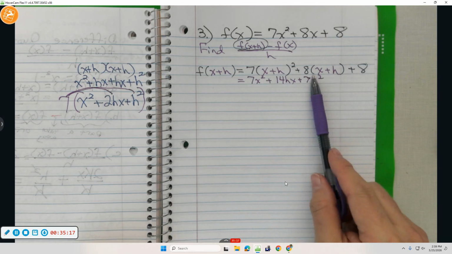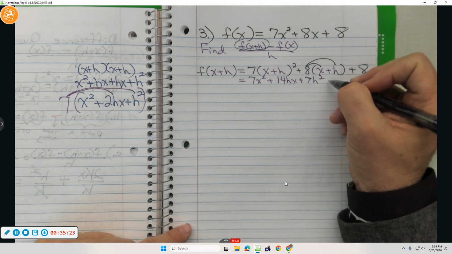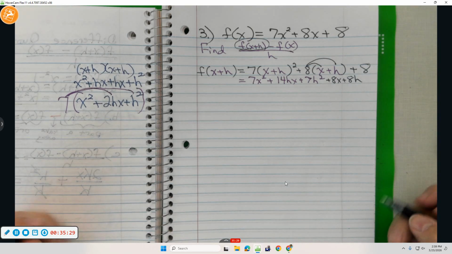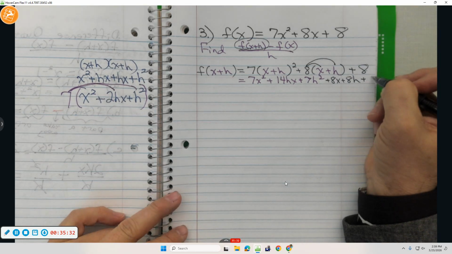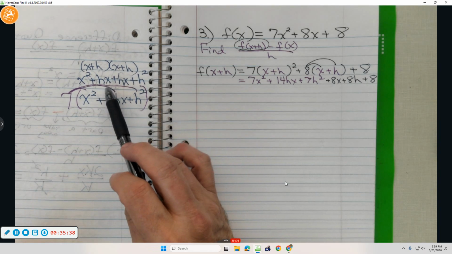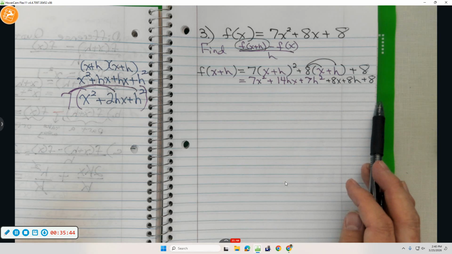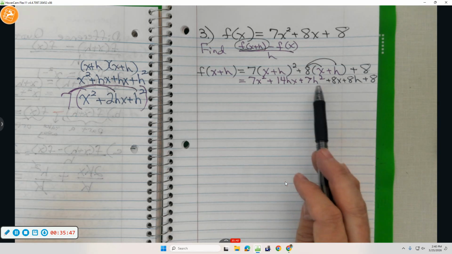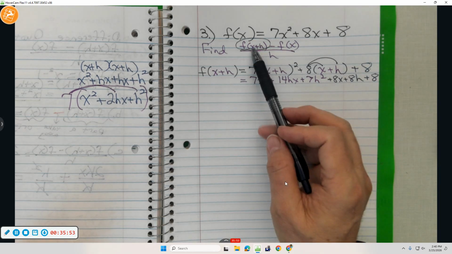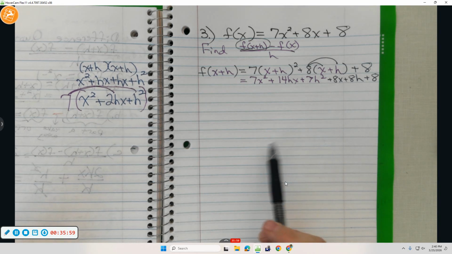What are we going to have to do here? Distribute the 8 to give us a plus 8x plus 8h. Do I have anything else? I still have that plus 8 stuck on there. And notice something. We combined our like terms right here when we were squaring the x plus h. You shouldn't have any more like terms to combine. Every one of the terms is a different term. Nothing you can combine. Any questions on f of x plus h? As I said, that's usually the longest part of the problem.